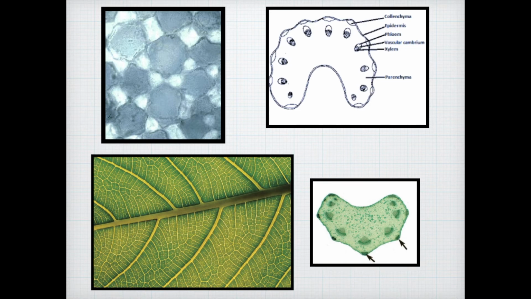Now the last diagram here is from the celery stem, and again the two black arrows at the bottom are pointing at the angular deposition of the collenchyma tissue. So this is how you will find collenchyma.